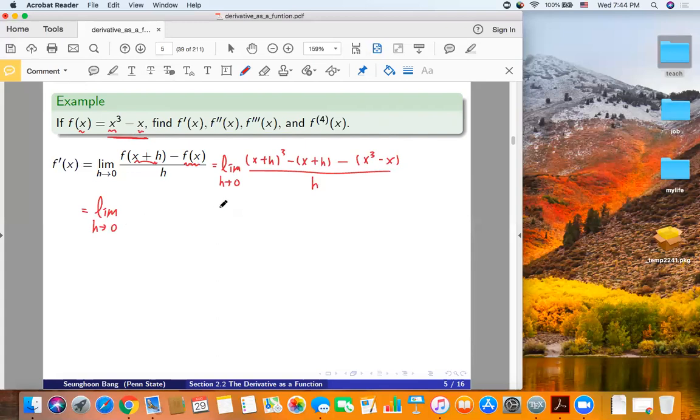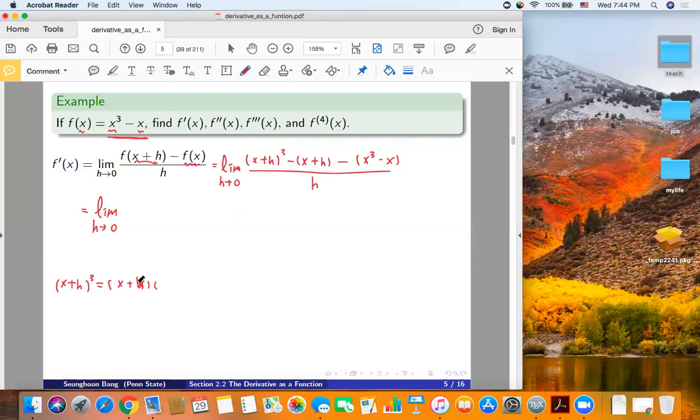So next, to expand. How can we expand x plus h cubed? Do you know what the expanded form of x plus h cubed is? Do you know that? It's a perfect cube. Yeah, so how can you expand it? I'm going to use the FOIL rule several times. You're right, Christine's right. Yeah, thanks.